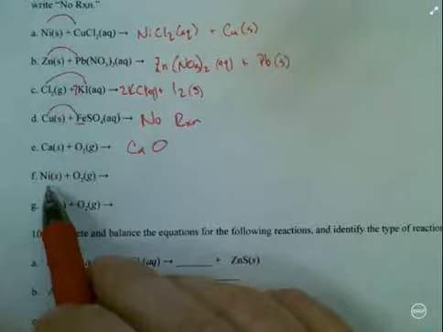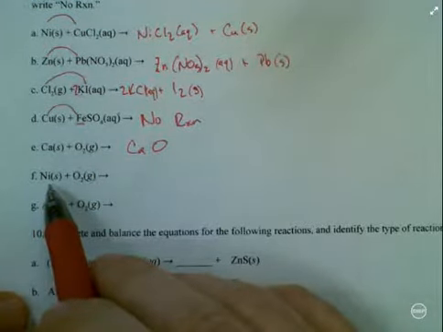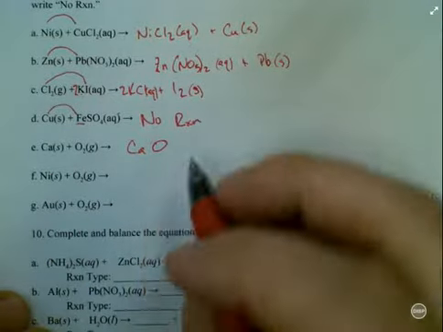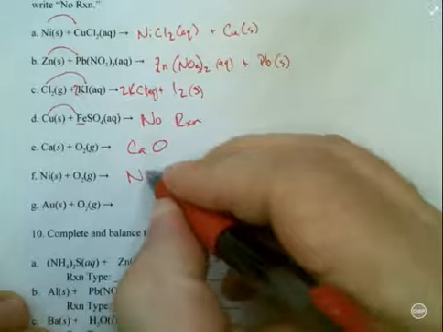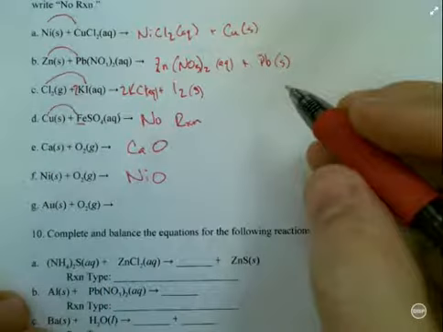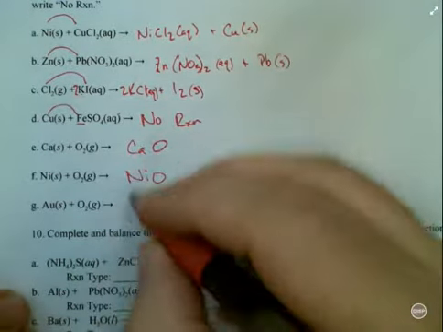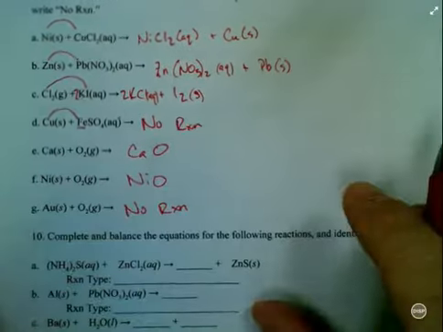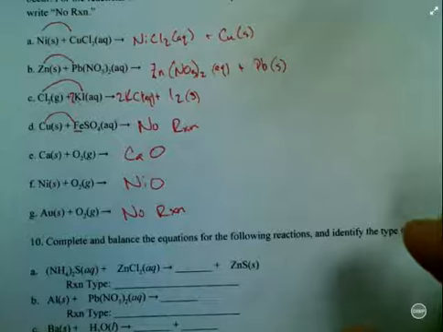Nickel. Nickel is in the third box. So it's not going to react with water. It'll still react with acids, and it most certainly will react with oxygen to make that metal oxide. Gold, however, is down there at the very, very bottom, so that's not actually going to happen. And so we're simply going to write no reaction.